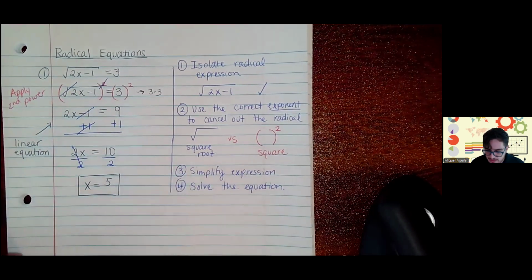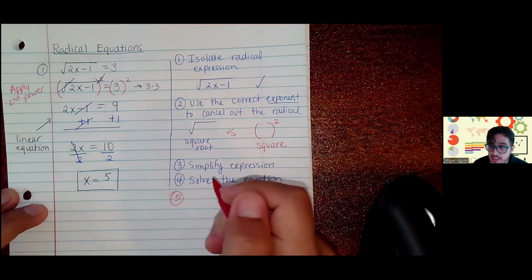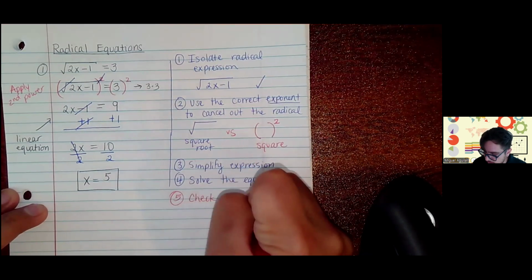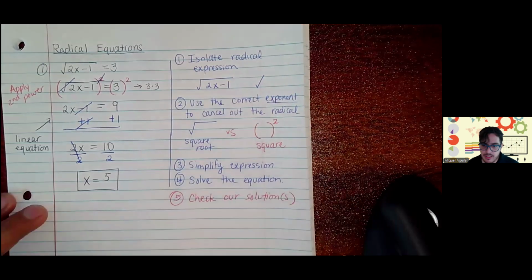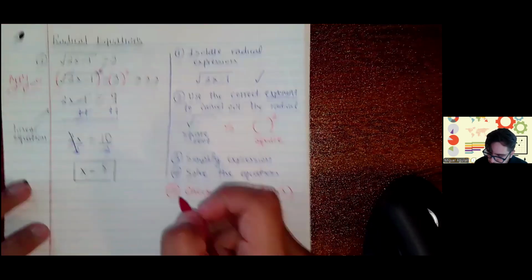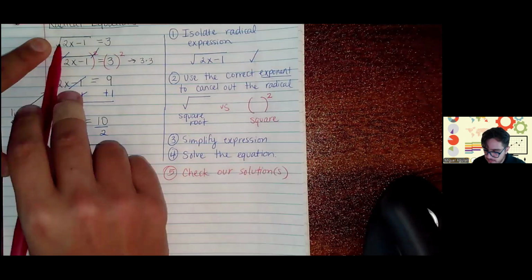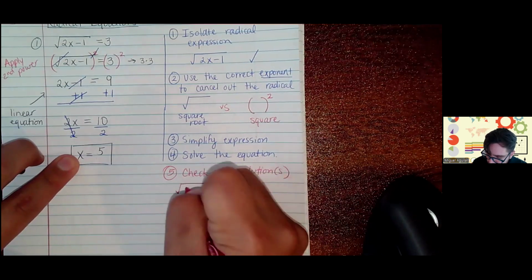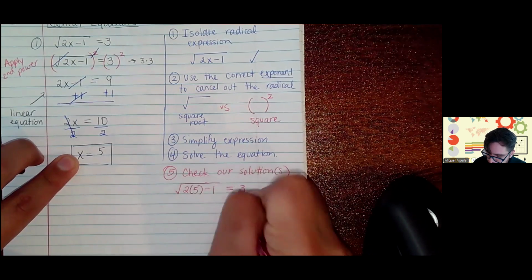But we want to take one extra precaution when we're solving radical equations, and that is this. 5th step, and this is probably the most important step, is we want to check our solutions. Okay. In this problem, we only have one potential solution. And the way you check it is by simply taking that solution and plugging it back into the original problem. So to check this, we would write the square root of 2 times 5 minus 1 is equal to 3.